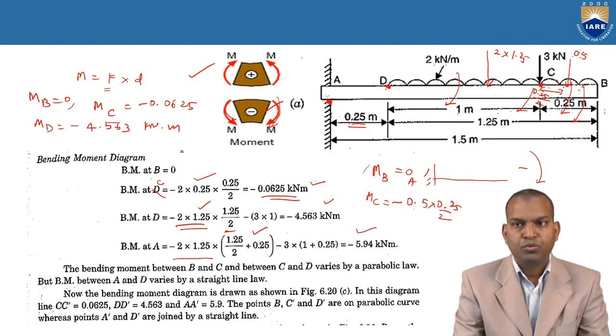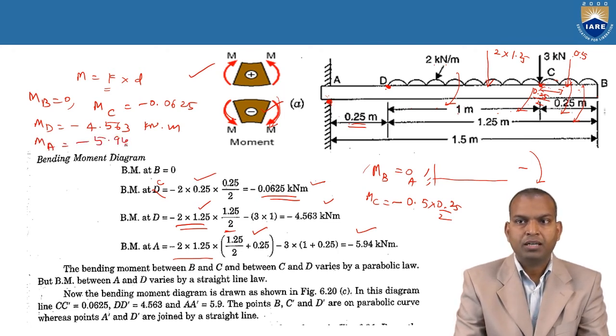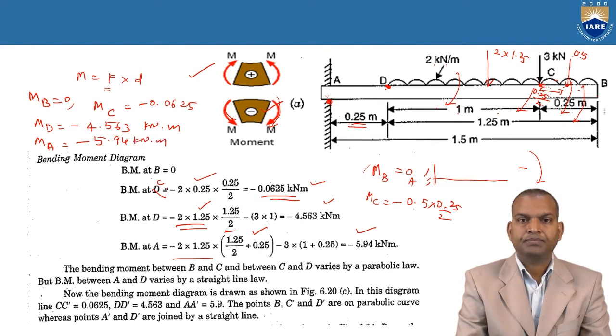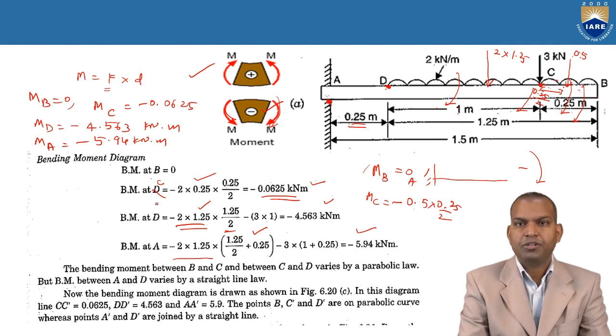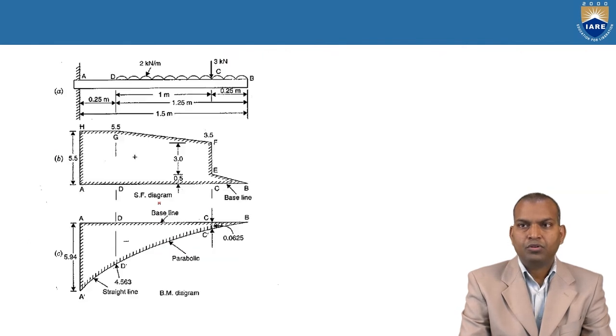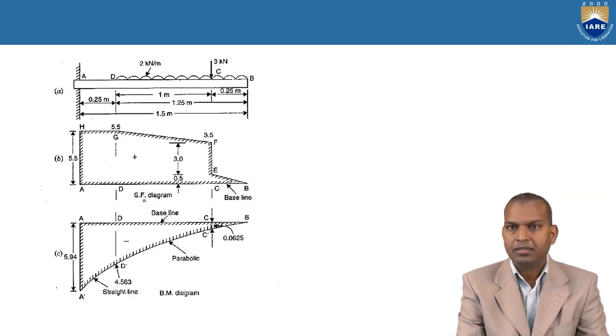Now the total moment acting at point A by UDL and point load, the observed value at MA is minus 5.94 kilonewton meter. Now we have got the bending moment values at various points, such as point A, point D, point C and point B. Now we have to go for drawing the bending moment diagram.